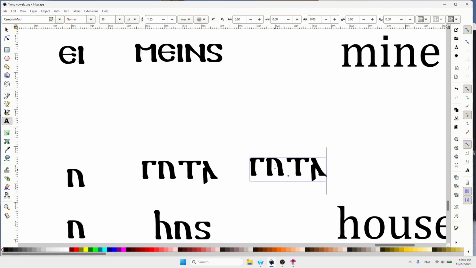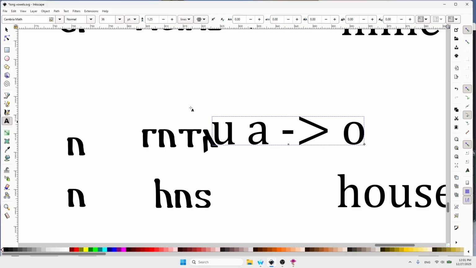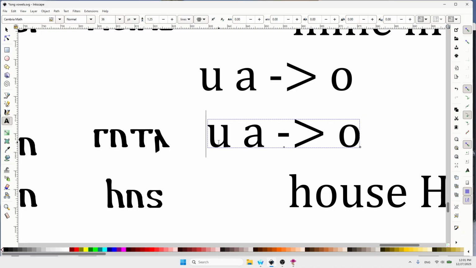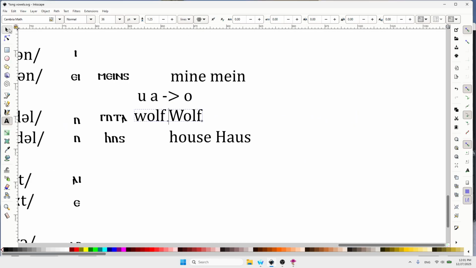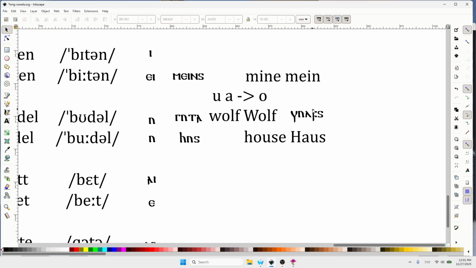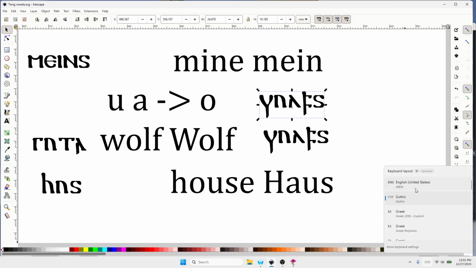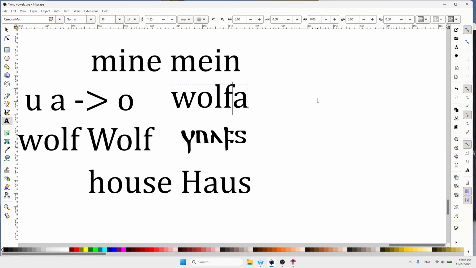German and English went through a sound change where U before A becomes a short O. So we have, for example, Wolf and wolf, whereas in Gothic you would have wulfs. So a lot of sound changes happened between Proto-Germanic and modern Germanic languages, and that's something to keep in mind because this was originally wulfaz, and this A caused a mutation to become that, and then you get this.